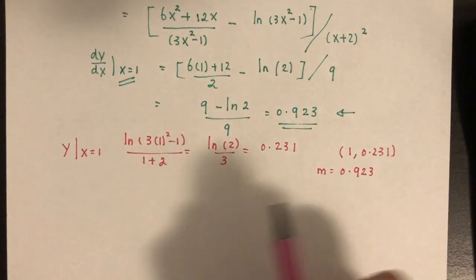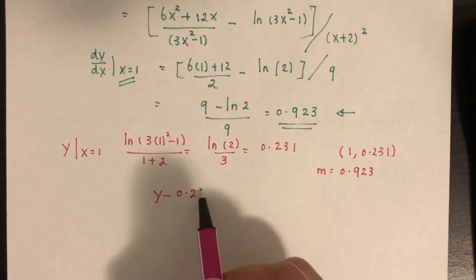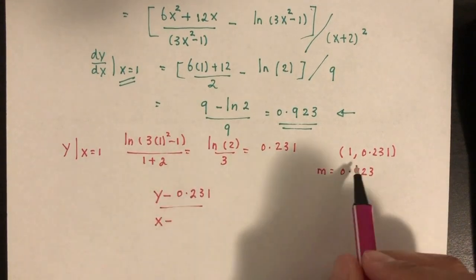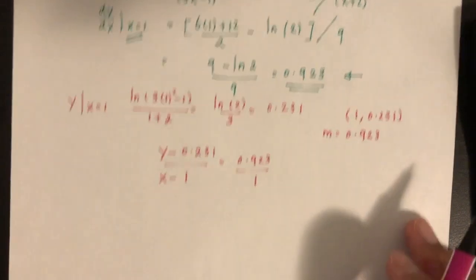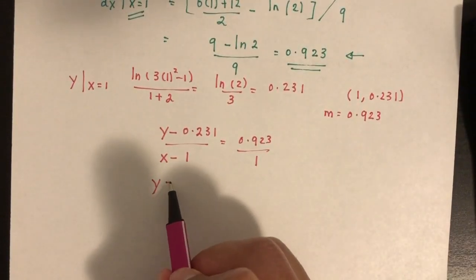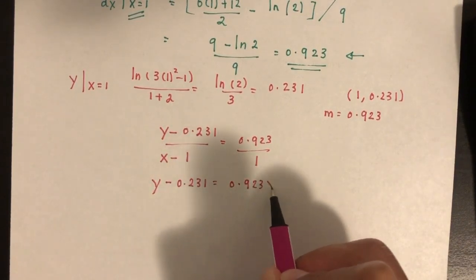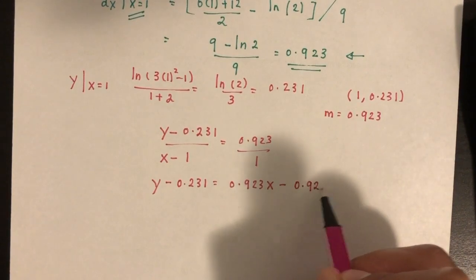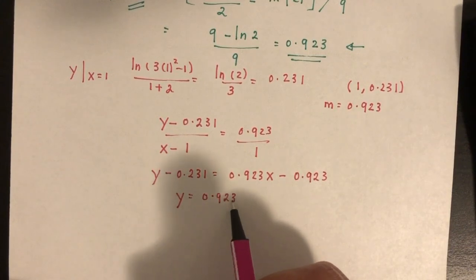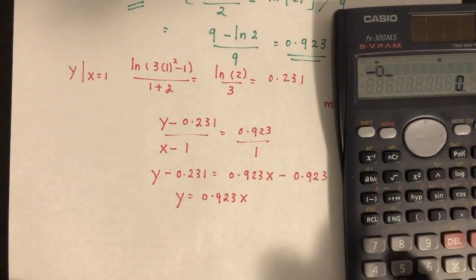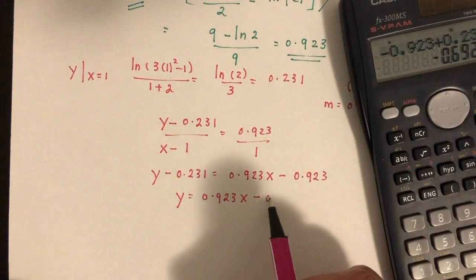So find the equation of a line. Pretty easy. We have y minus this point's y value, divided by x minus 1, equal to 0.923. Now we cross multiply, you will have y minus 0.231 equal to 0.923x minus 0.923. Now if you simplify, y will be 0.923x minus 0.923 plus 0.231, which is minus 0.692.